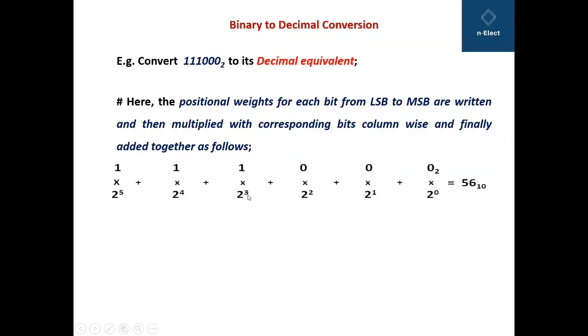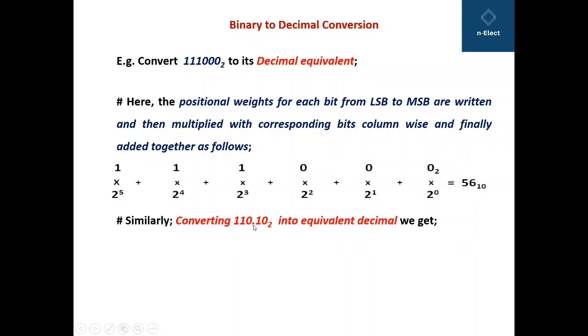So here 2 raised to power 3, that is 8, 8 into 1 is 8. Then 2 raised to power 4, that is 16, 16 into 1 is 16, and 16 plus 8 is 24. Plus 2 raised to power 5 is 32, 32 into 1 is 32, and 32 plus 24 gives me 56. So I will get 56 decimal. It means this 111000 binary is equivalent to 56 decimal.